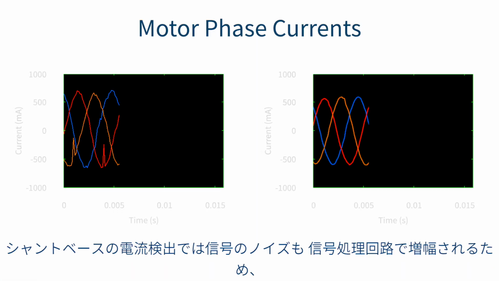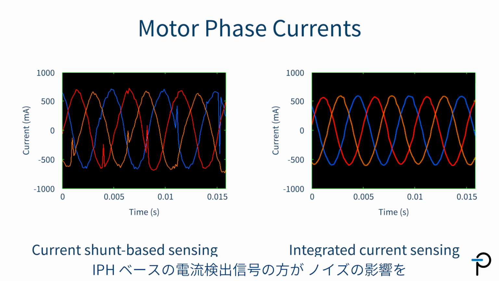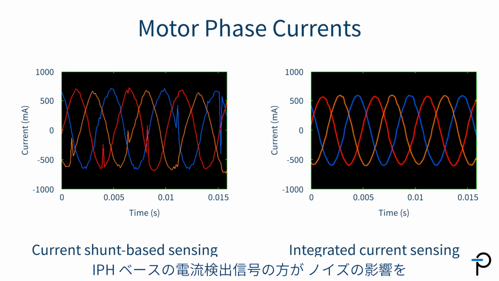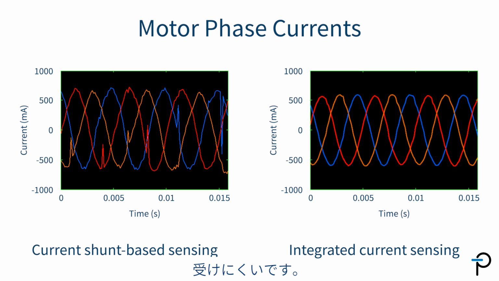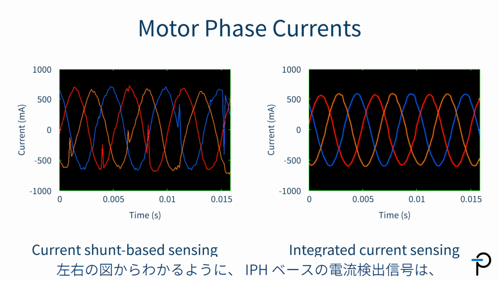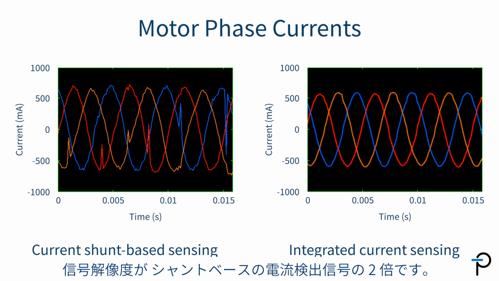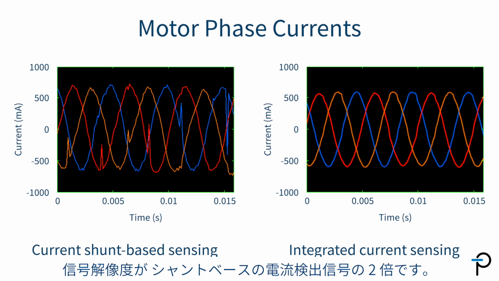Now, here are a couple of observations regarding traditional shunt-based sensing and IPH-based sensing. Because the noise in the current sense signal is also amplified by the signal processing circuit, the IPH-based current sense signal is less susceptible to noise. As you can see from the left and right diagrams, the IPH-based signal would have 2 times the signal resolution of the shunt-based signal.